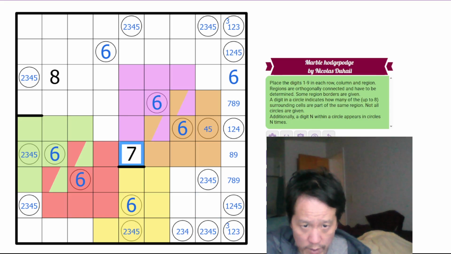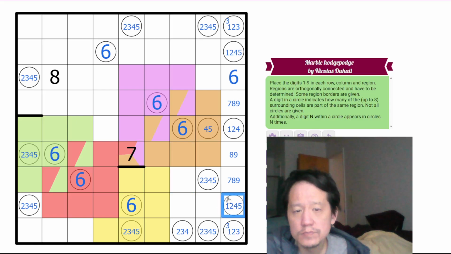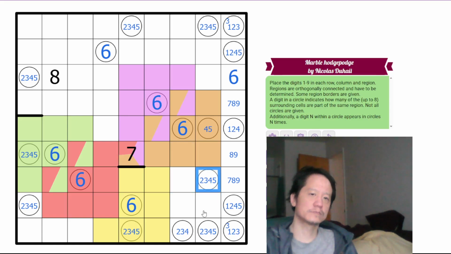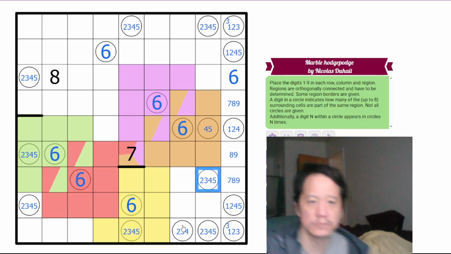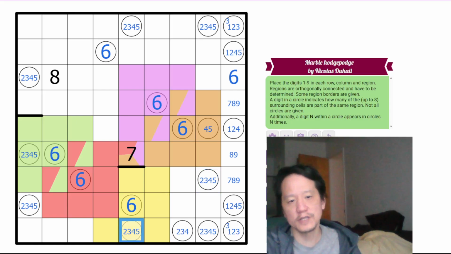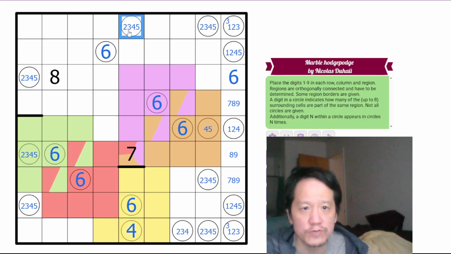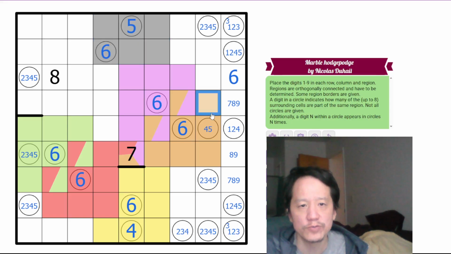This would be pink, orange, or red. Right? Okay, this cannot be 5. This would be 4, which would force this to be 5. Therefore, this would be part of the same region. This could not be 5.